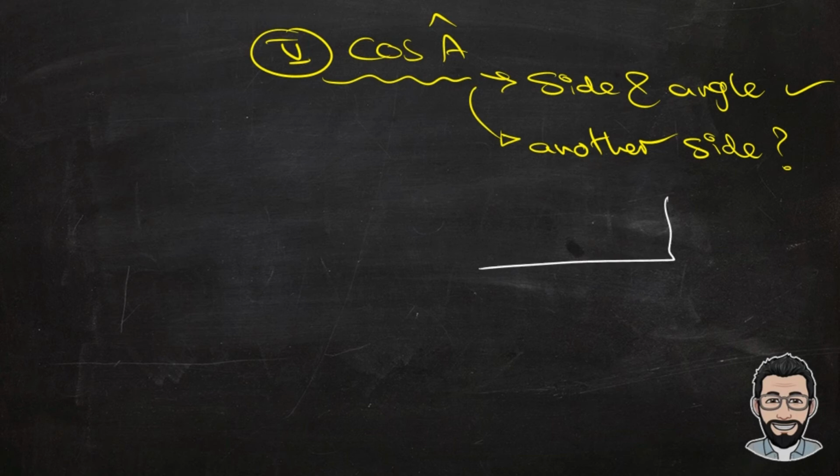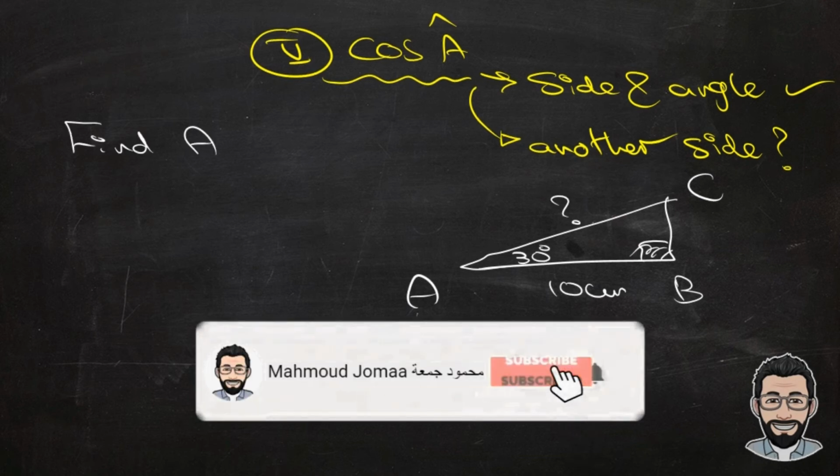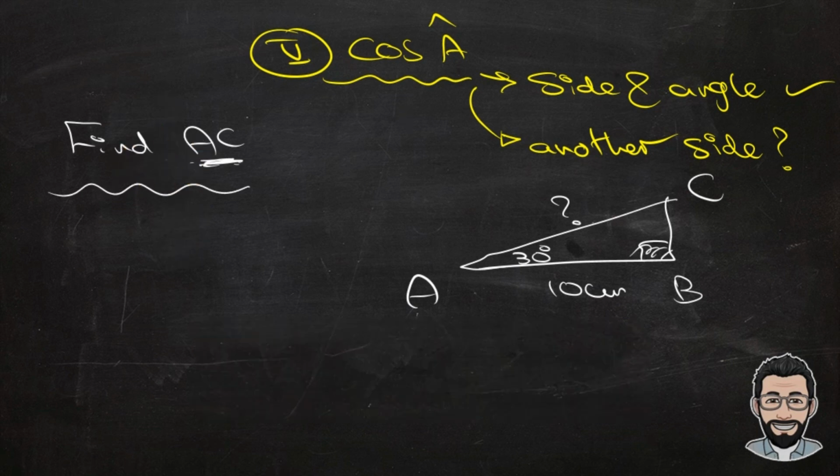For example, you have your right angle triangle, A, B, C, and this side is 10 centimeter, and you have this angle 30 degrees, and I'm asking you to find AC. Of course, it's a side, so it consists of two letters. So how can you find this side? Firstly, you have to determine the names of these sides according to the angle which I give you. So here of course it's adjacent and here hypotenuse.